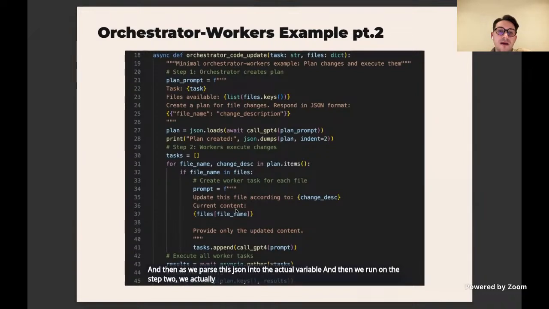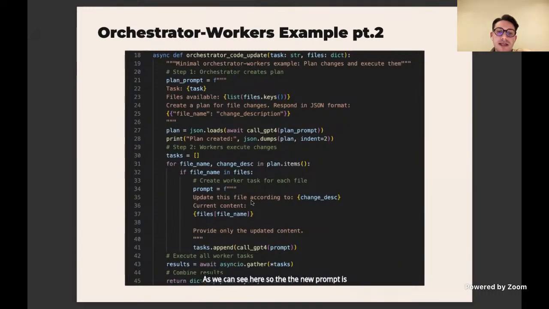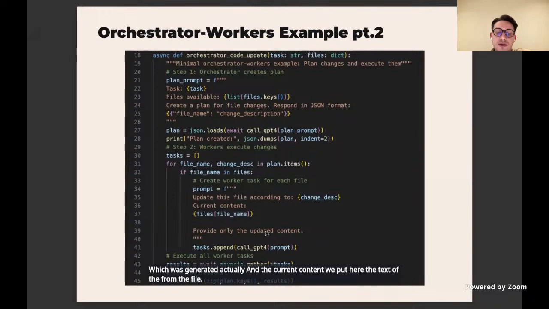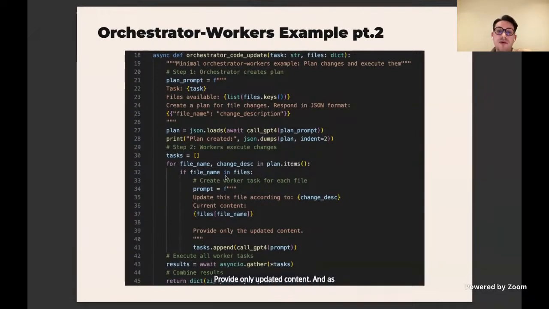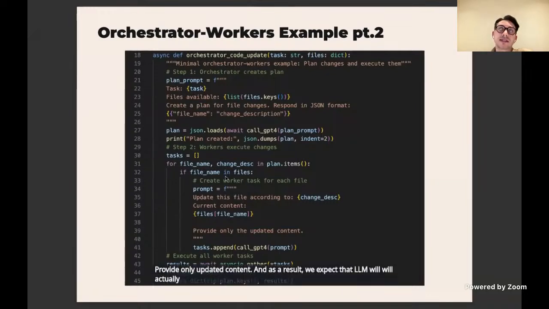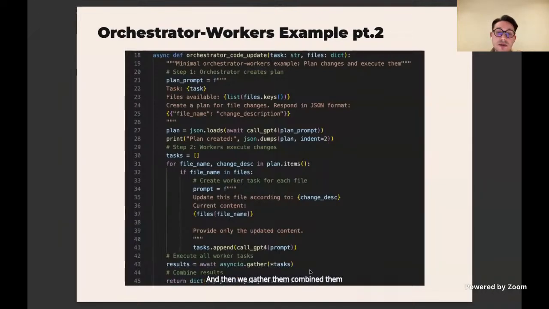Then we parse this JSON into an actual variable, and in step two we execute a separate call to GPT-4 for each file, as we can see here. The new prompt is: update this file according to the description, which is already in the plan, which was generated, and the current content, where we put the text from the file. Provide only updated content. As a result, we expect that the LLM will follow our generated instruction for an arbitrary file and return the result, and we collect all the results into a list of results. Then we gather them, combine, and send as output.